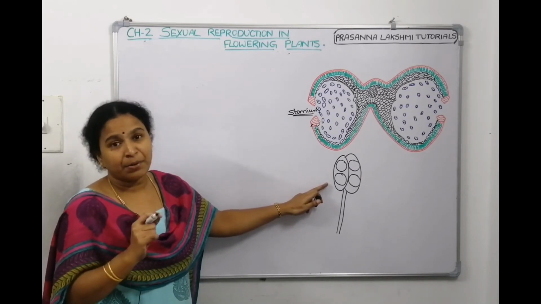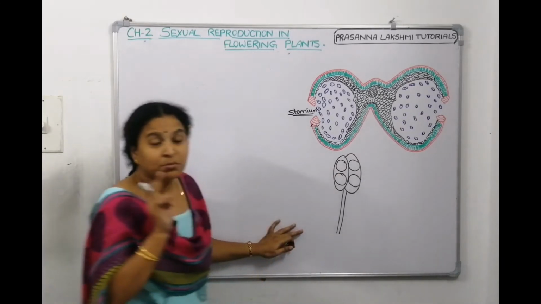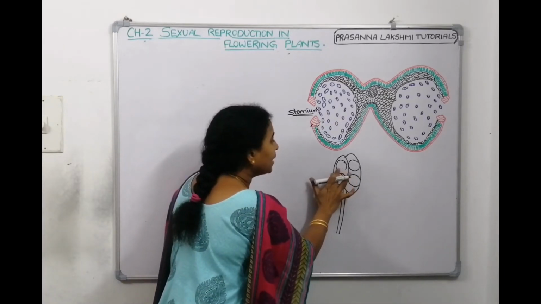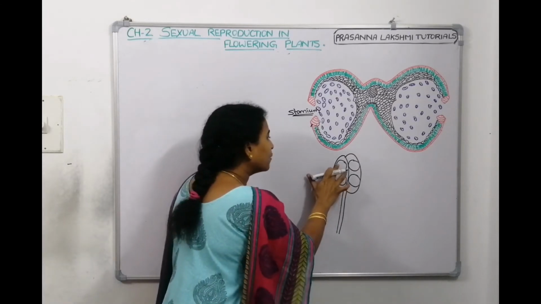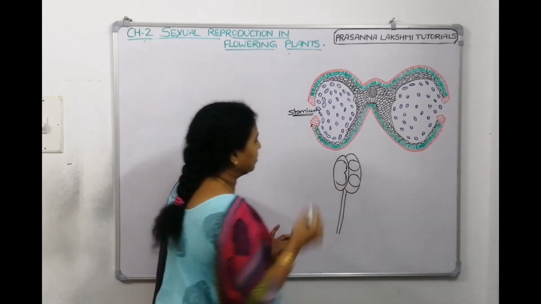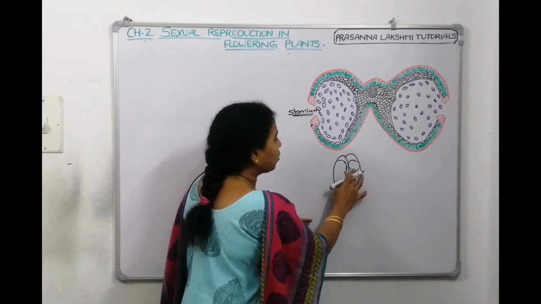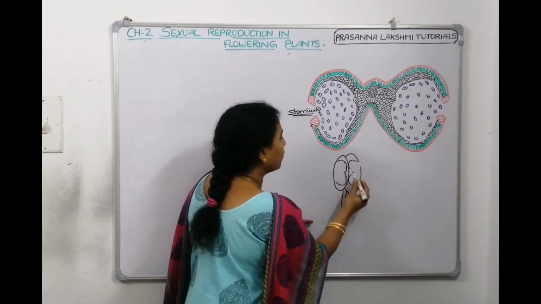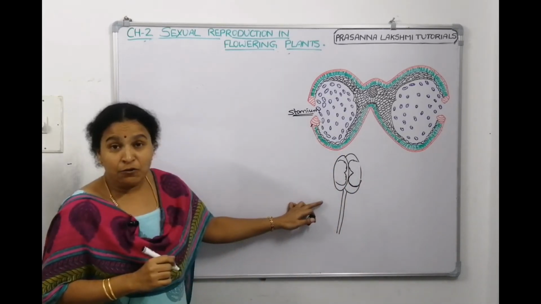At maturity, what happens, you know? At maturity, the common walls of both the microsporangiums will fuse. The common walls of this microsporangium as well as this microsporangium are fusing, so then it becomes a common chamber. At maturity, this is a common wall and this is a common wall. They are fusing to become one compartment.